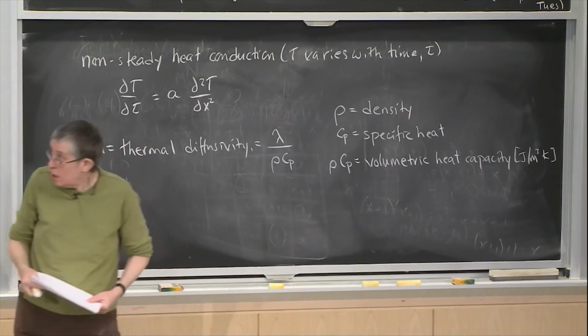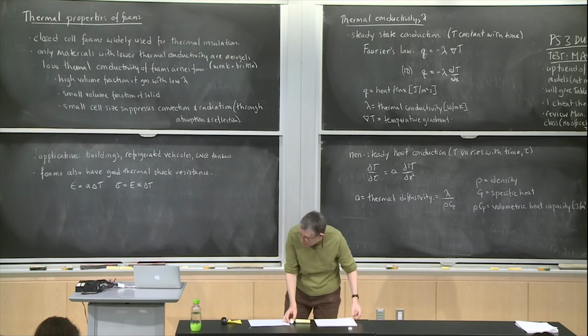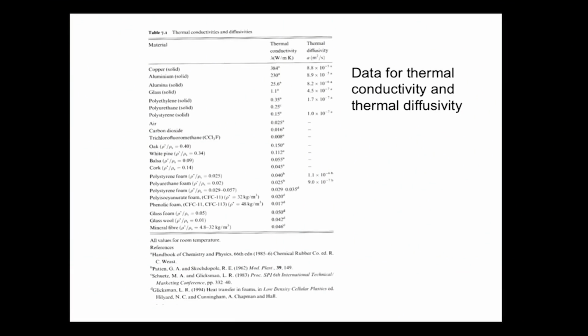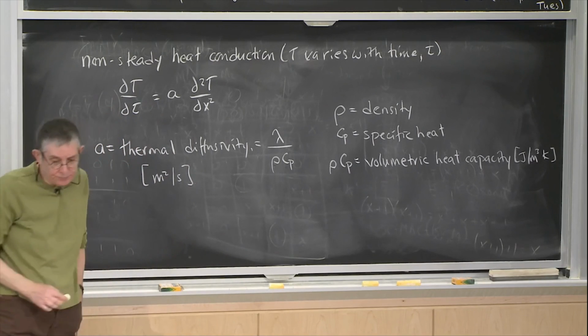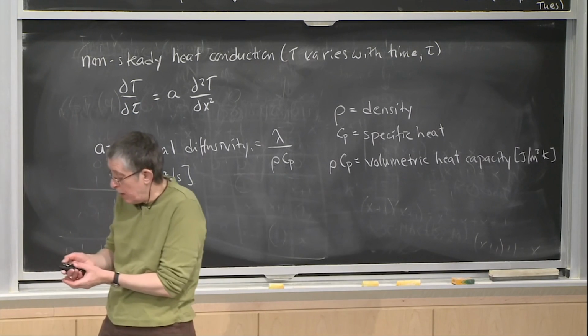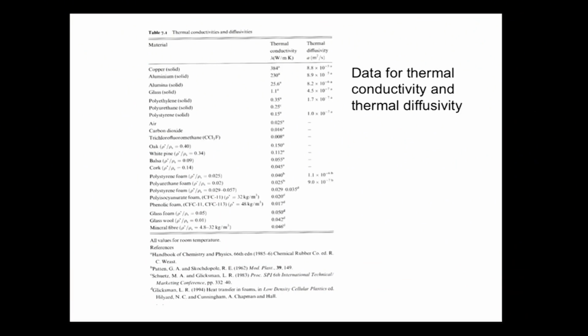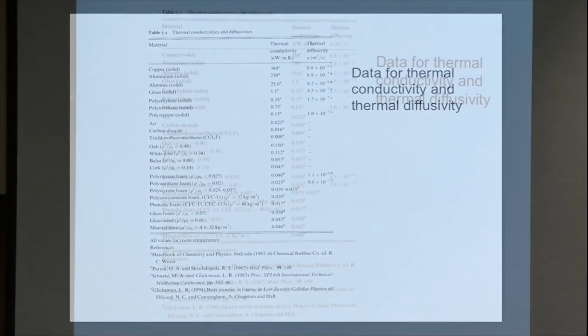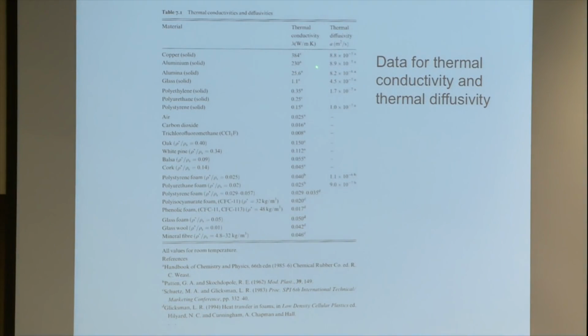Okay, so on the table here on the screen, we have different materials, and we have the thermal conductivity lambda, and we have the thermal diffusivity A. And I guess I should also say A has units of meters squared per second. So this table is arranged in order of decreasing thermal conductivity. Here's copper up at the top, 384 watts per meter K. Here's different metals. Here's aluminum.